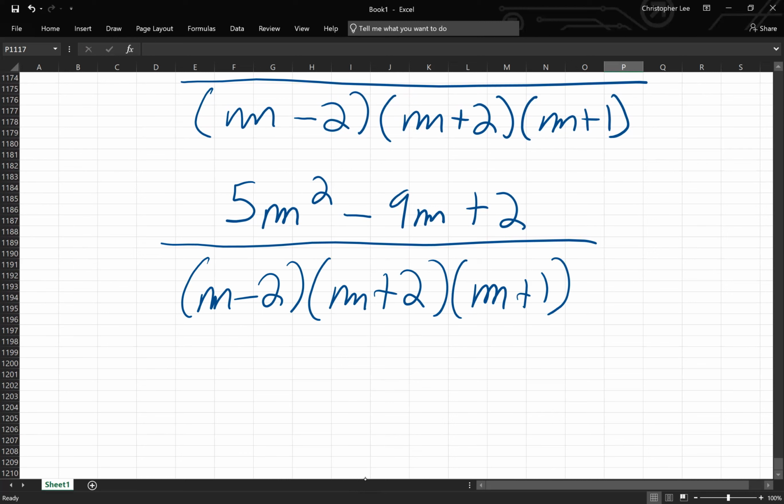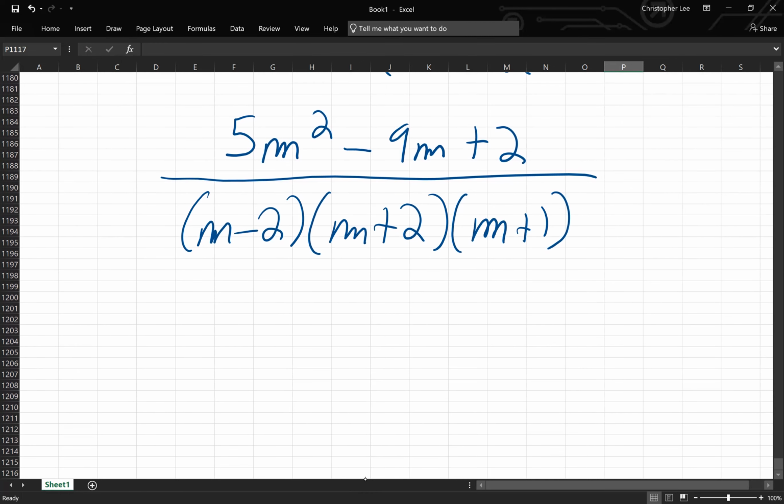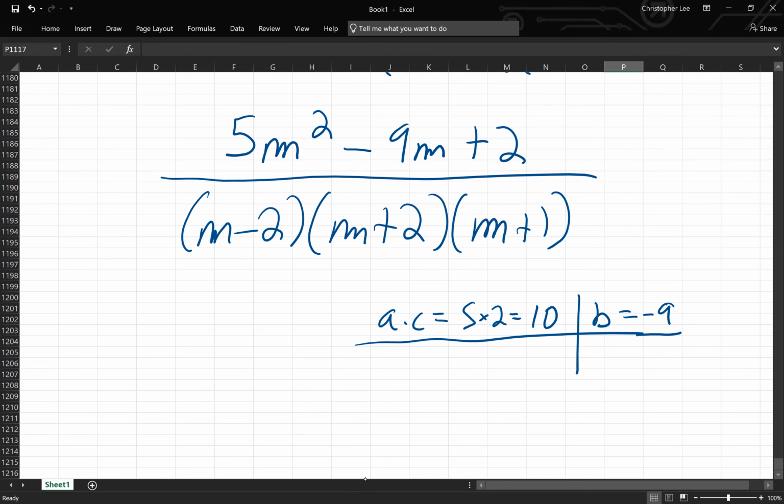Now I'm going to attempt to factor this. So let's see, we're going to do A times C. That's going to be 5 times 2, which is 10. And then the B term is -9. So I need two numbers that multiply to 10, and when I add them together, give me -9. What are they?